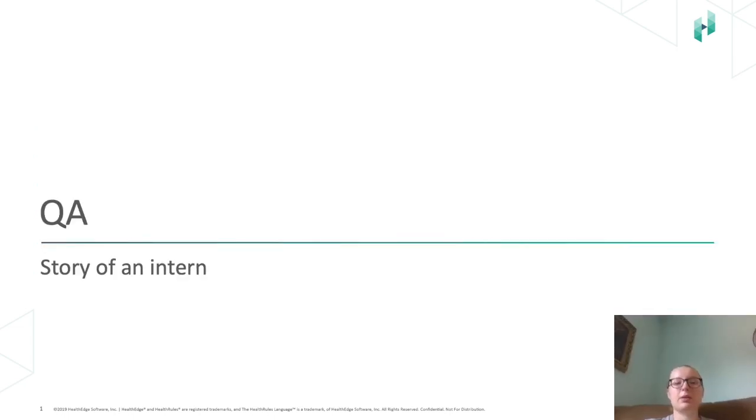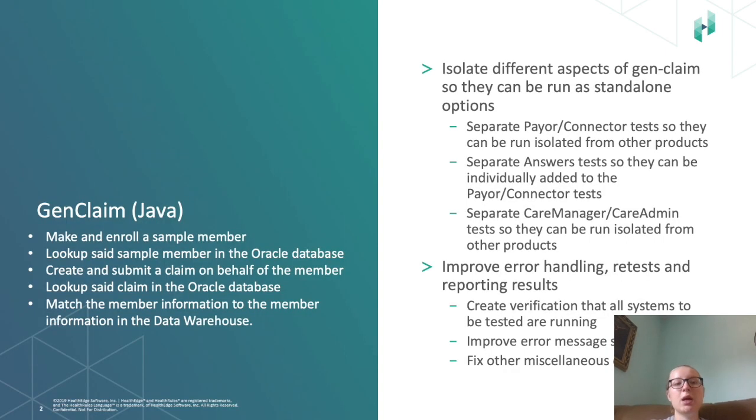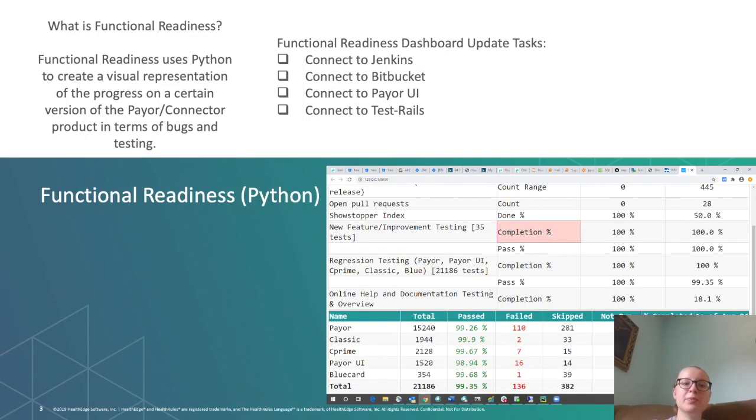So a quick look at what I was working on this summer. I did a lot of general maintenance and some updating of code. The first thing that I worked on was GenClaim, which is a kind of basic pair functionality test, and I separated all of the different product testing that was going on in the code, and I fixed some various smaller errors. Next, I worked on the functional readiness dashboard, which shows the current state of the release for QA, and for that one I also did general maintenance and updates.